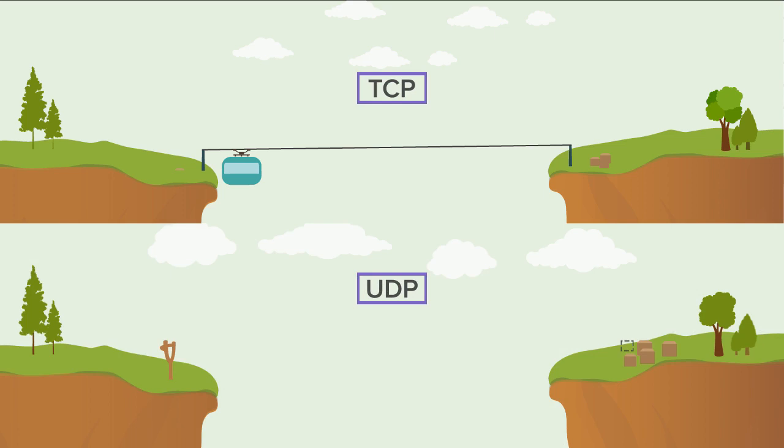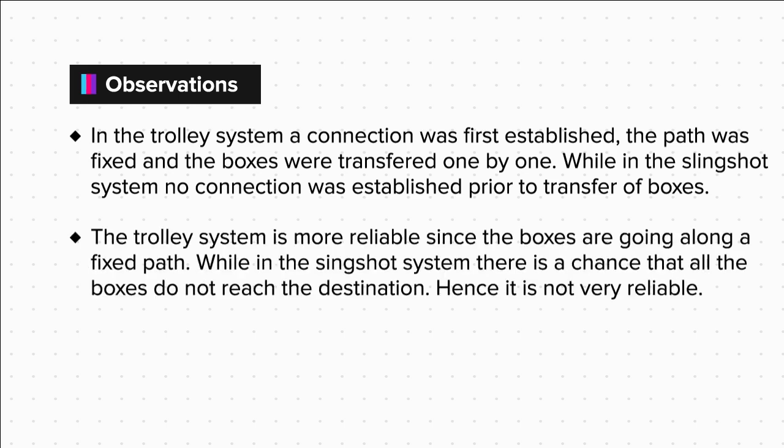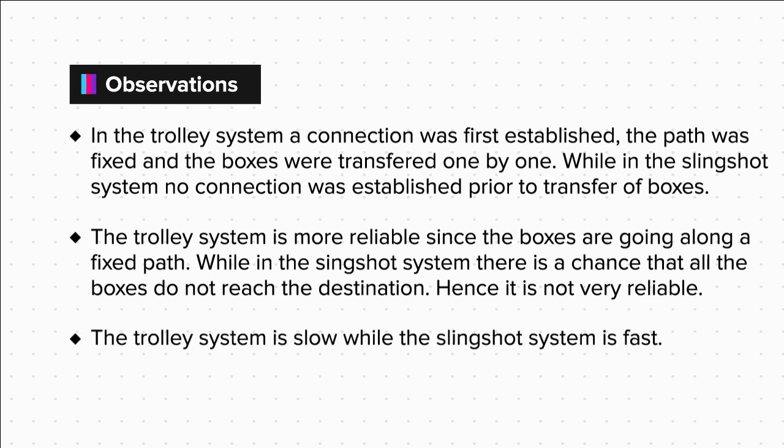Now based on this example, we can make a few observations. We can say that in the trolley system, a connection was first established, so the cables were set up, the path was fixed, and then the boxes were transferred one by one. While in the slingshot system, no connection was established prior to transfer, and the boxes were shot one after the other, hoping that they would reach the destination. We can also say that the trolley system is more reliable since the boxes are going one by one along a fixed path. But in the slingshot system, there is a chance that all the boxes do not reach the destination. So we can say that the slingshot system is not very reliable. Another observation is that transfer via the trolley system is slow, while it is fast via the slingshot system.